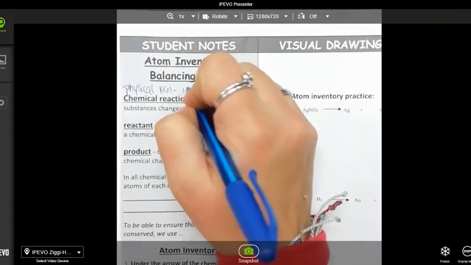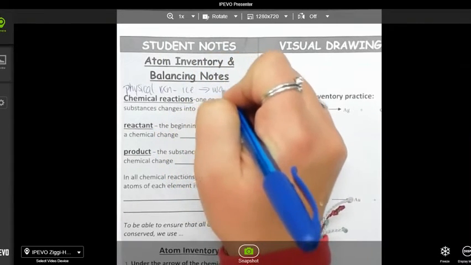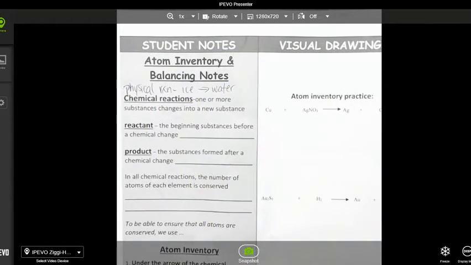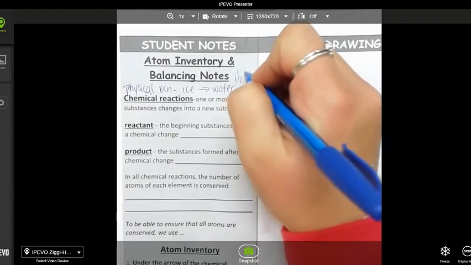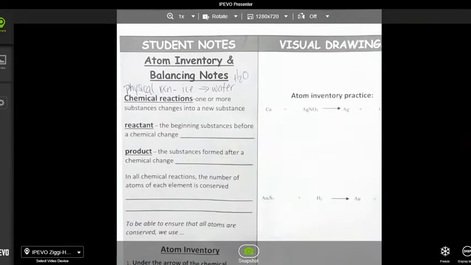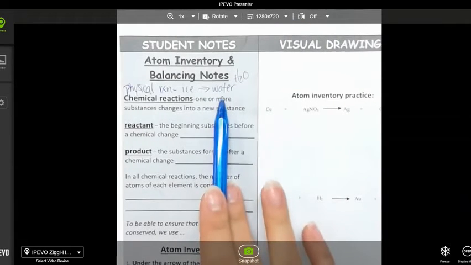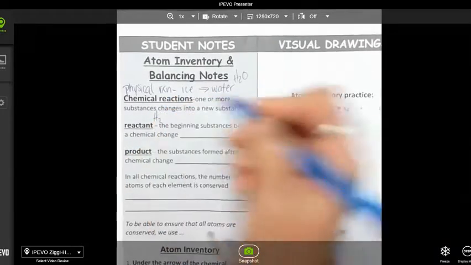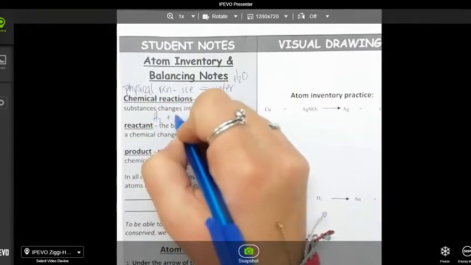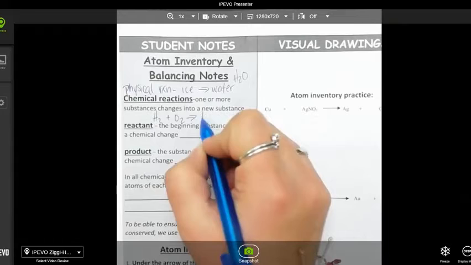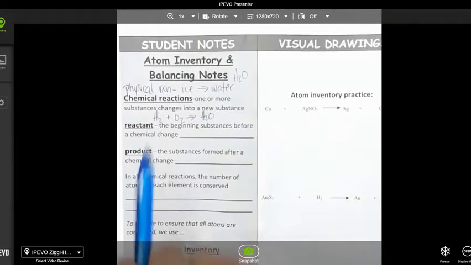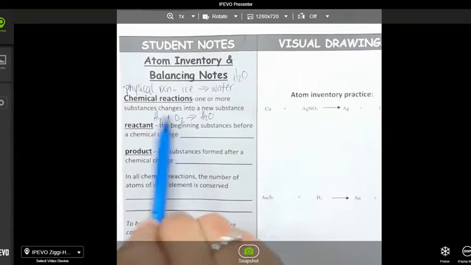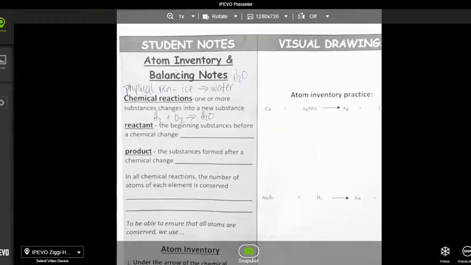So that would be like ice melting into water, right? And when ice turns into water, they're both H2O. So there's no chemical change there. Or if you heat up water and boil it into water vapor, it's still water. It's just had a physical change. A chemical reaction is something where you start with something like hydrogen and oxygen, and you combine them to make water. You have two different substances to combine to make a new substance.